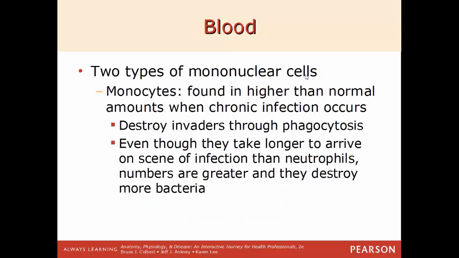Alright, move on to the agranulocytes, the mononuclear agranulocytes. And again, they're called that because their cytoplasm does not have these bits of sand, these granules. They are agranulocytes, without granulocytes. The first one, the monocytes, they're found in higher numbers than normal when there's a chronic infection. They destroy invaders through phagocytosis. And even though they take longer to arrive at the scene of an infection than neutrophils do, because their numbers are greater, they destroy more bacteria.